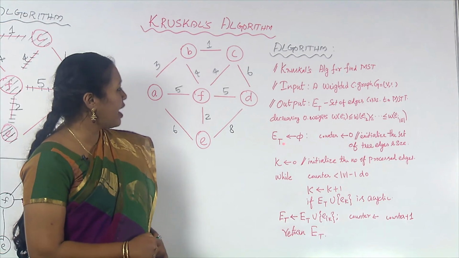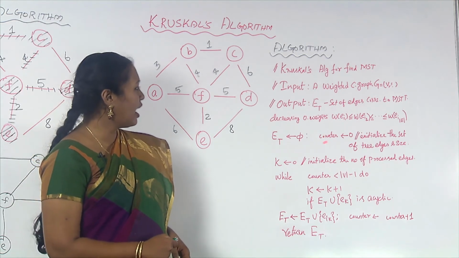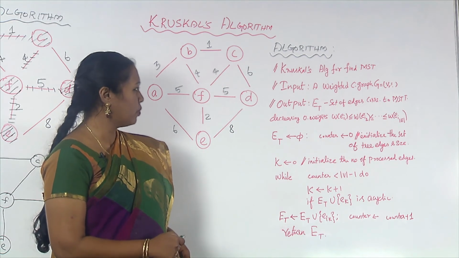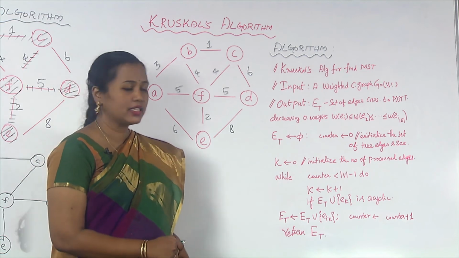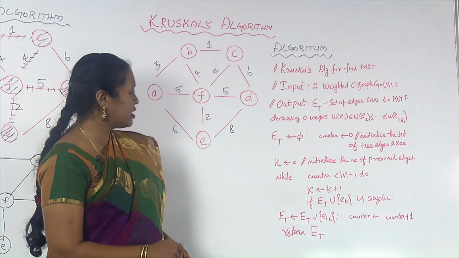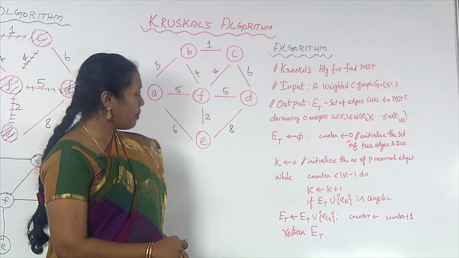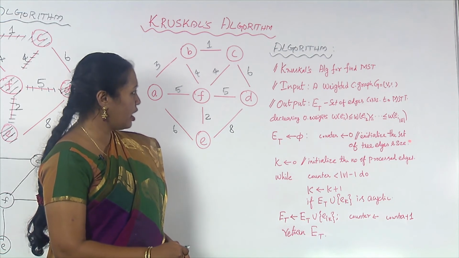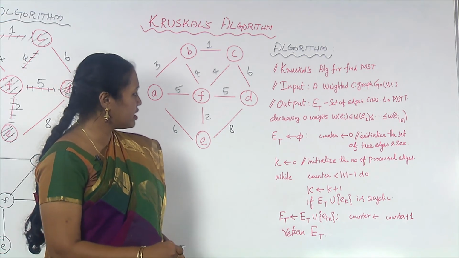And then the edge set is first initialized as an empty set, and we have a counter as 0. The counter initializes the set of tree edges and size. So, first we initialize k to be the number of processed edges, and that is also initialized as 0. So, ET represents the edge set, the counter is a number to initialize the set of tree edges and size, and k is a number that initializes the number of processed edges.